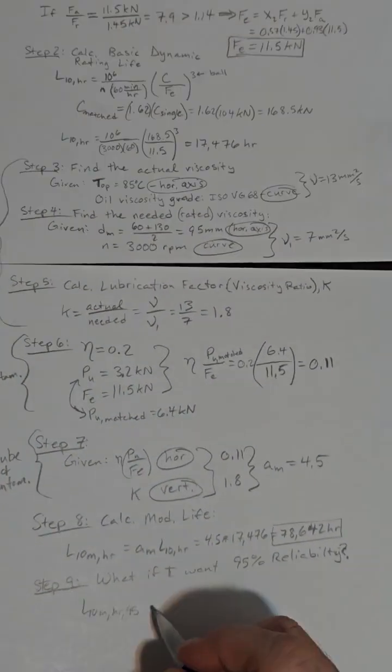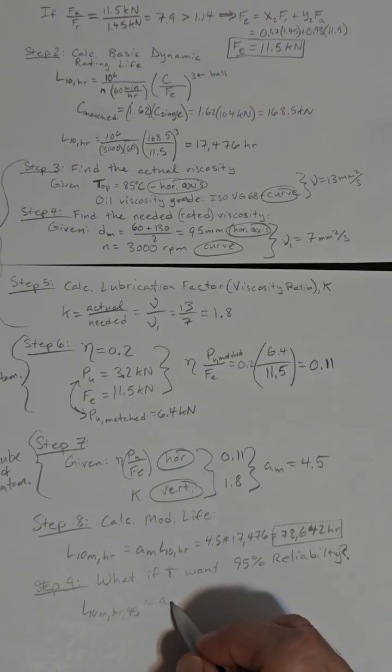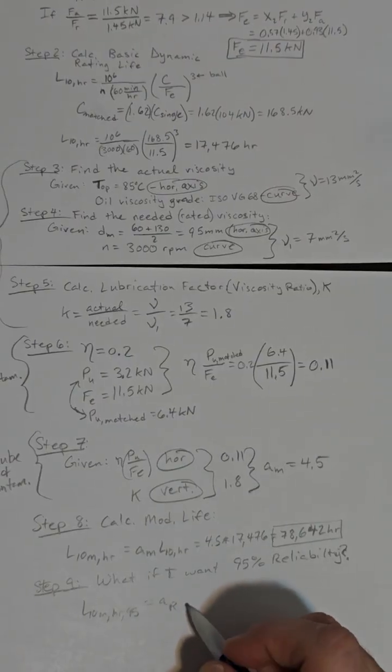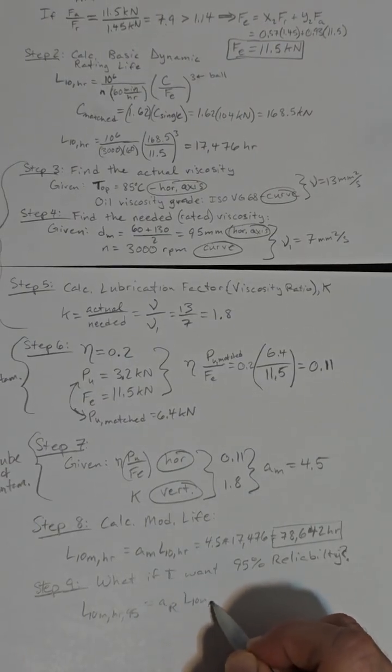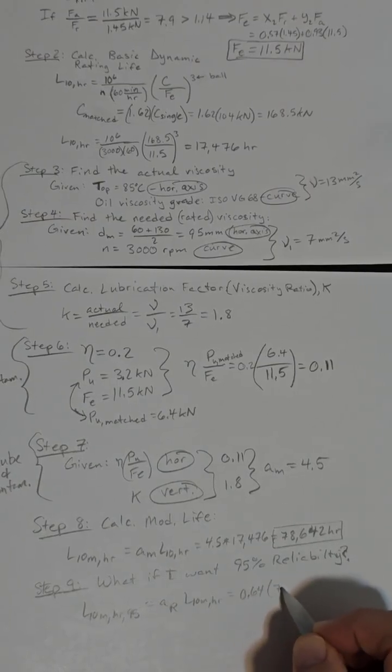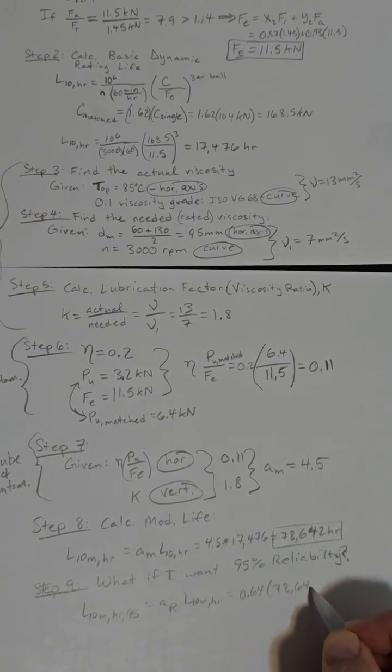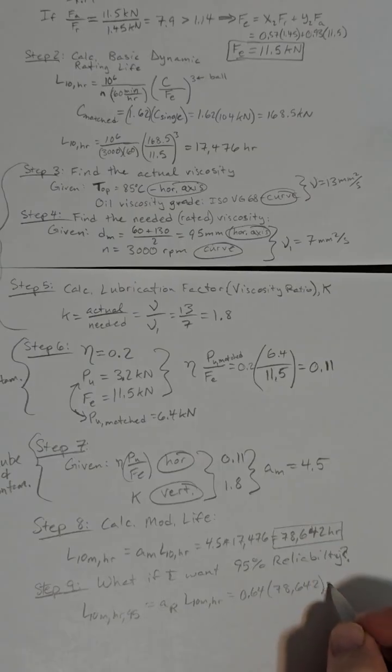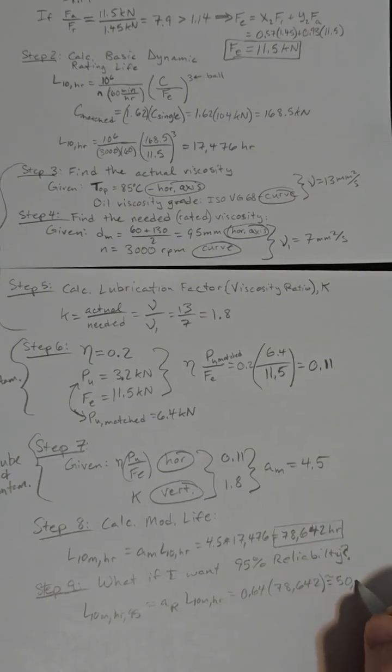So let's do that. For my value for 95% reliability, I'm going to take the A sub R times the L10M in hours. That value is 0.64 times the 78,642 hours, and that gives me about 50,000 hours.